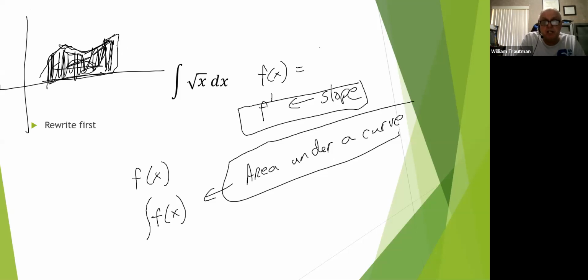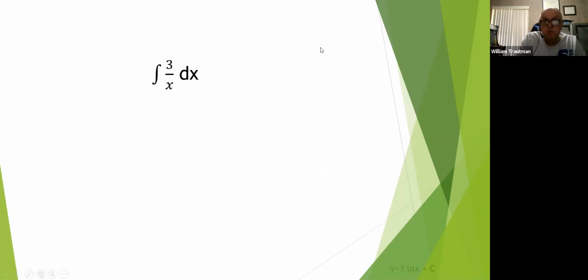All right, next problem. Okay, let's rewrite this. The x comes to the top and it's now a -1. Oh, by the way, don't forget, there's a plus c. When you integrate, at the end there should be a plus c. I didn't do it on that last problem, but there should be a plus c at the end. I keep forgetting to put that plus c.